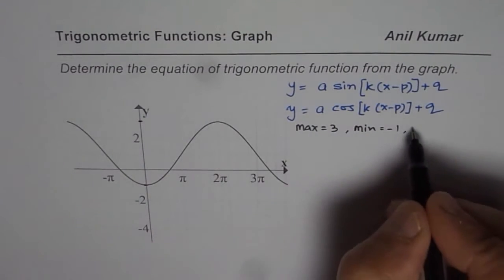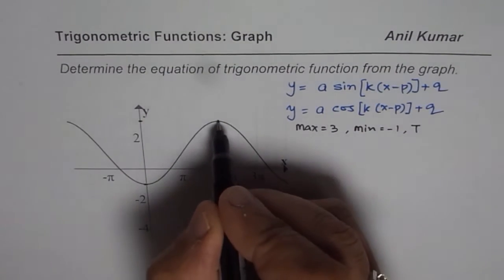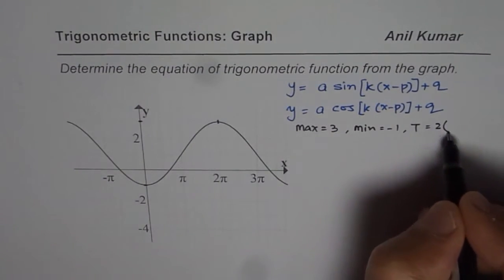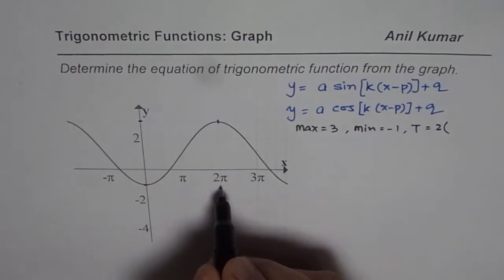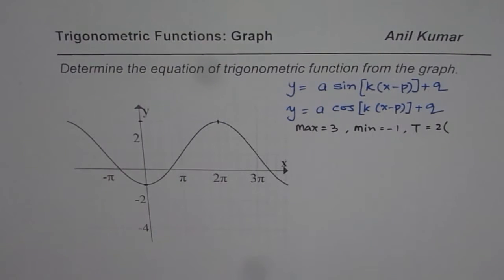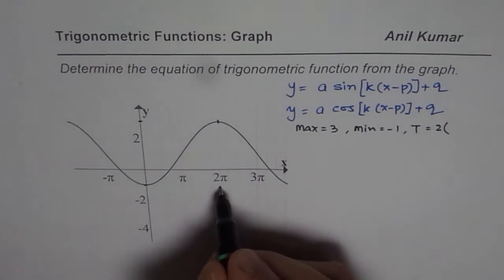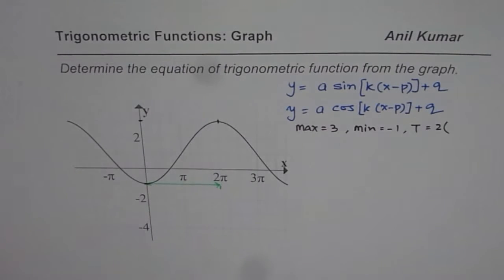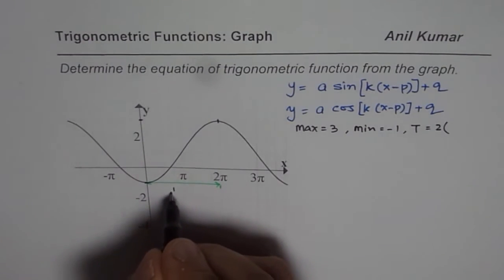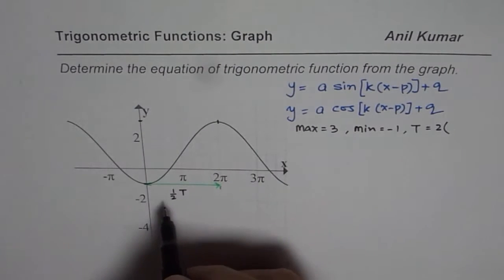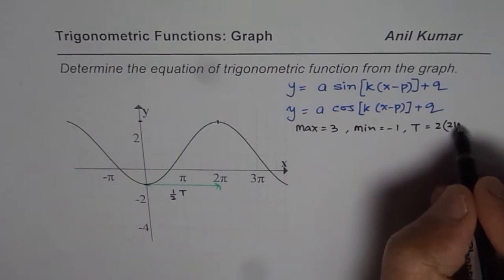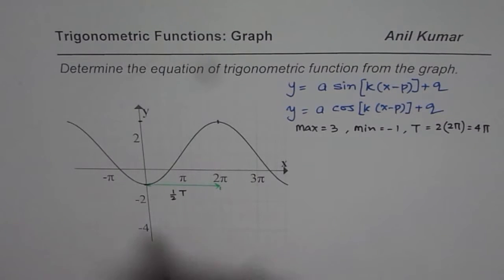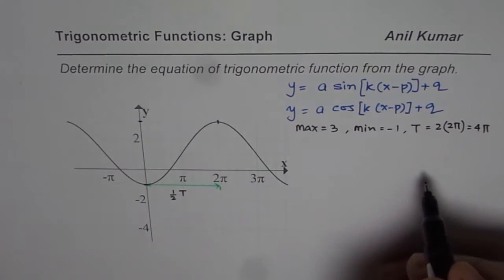Since we know the maximum and minimum, the time period is twice the difference between these two times, right? So the interval between maximum and minimum is 2 pi, right? So that is half the time, correct? So this basically is half the time period, so we'll multiply this by 2, that is 2 pi. So we get 4 pi as the time period for one wave, right? Half wave is within 2 pi.